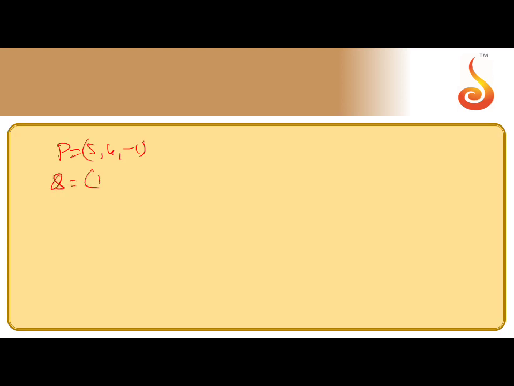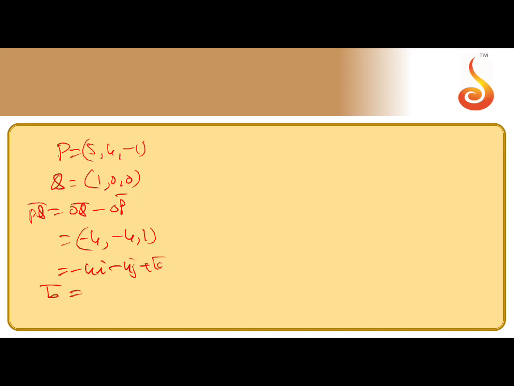Q is the point on the line (1, 0, 0). First, the vector PQ: PQ bar means OQ minus OP. So 1 minus 5 is minus 4, then minus 4, and 1. So that is minus 4i minus 4j plus k. And B bar is the parallel vector, which means 2i plus 9j plus 5k.